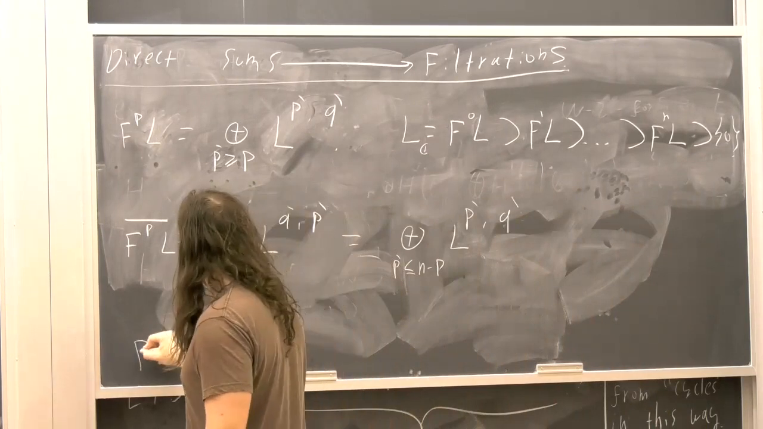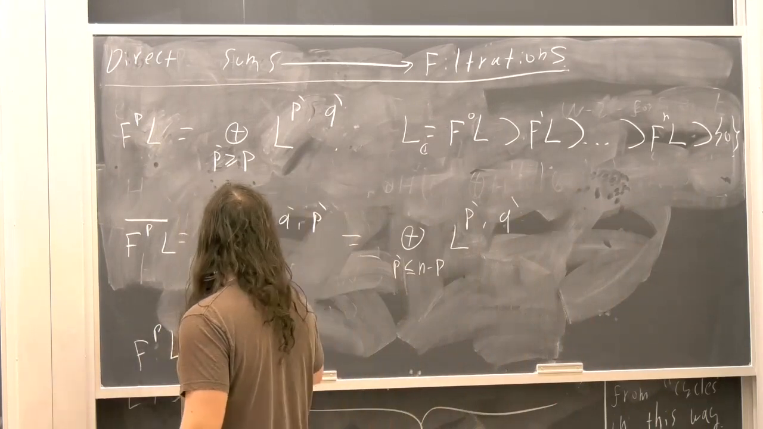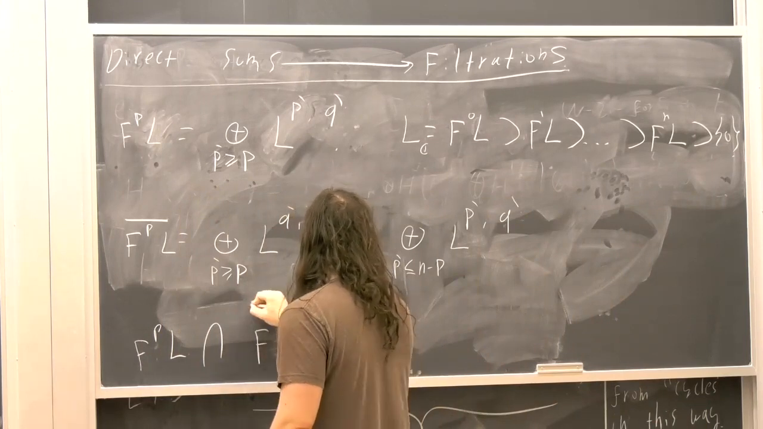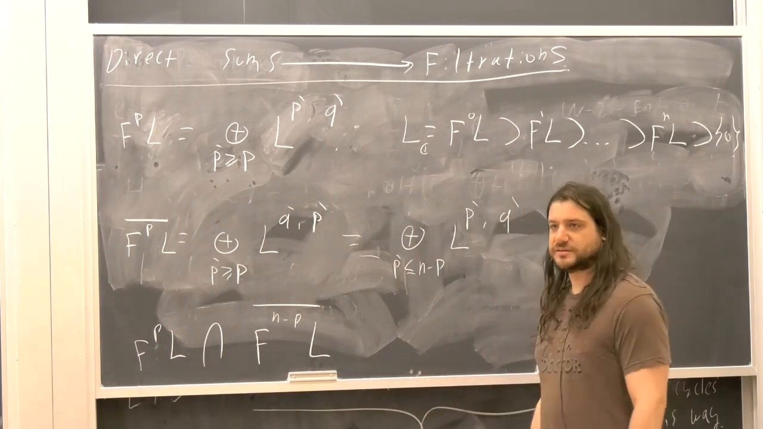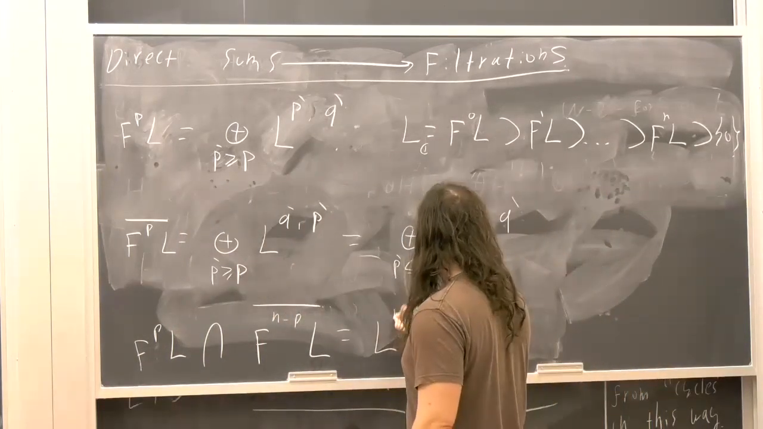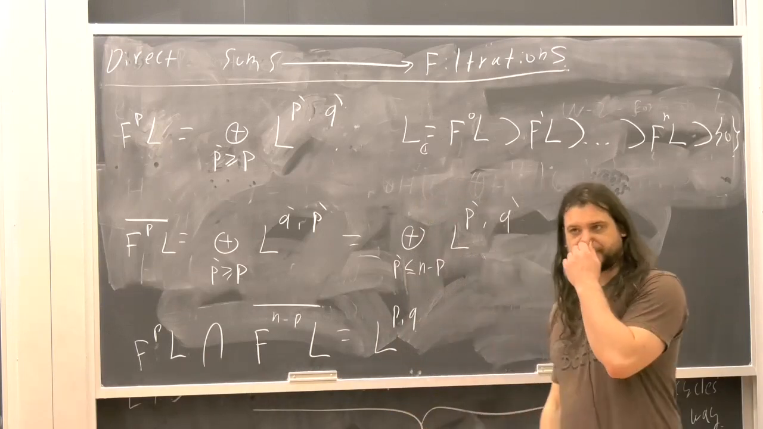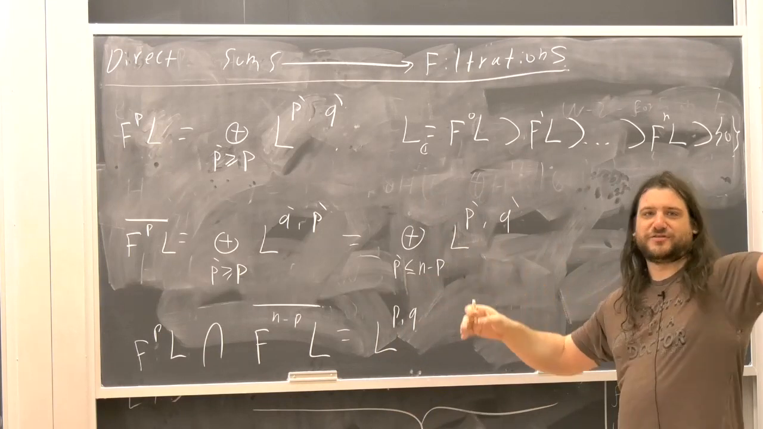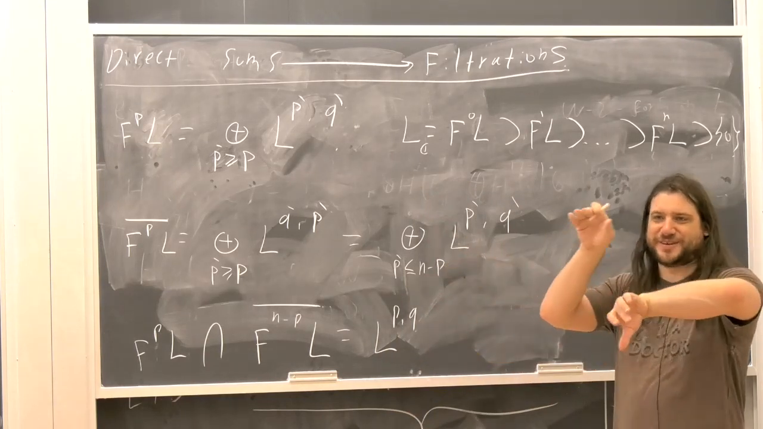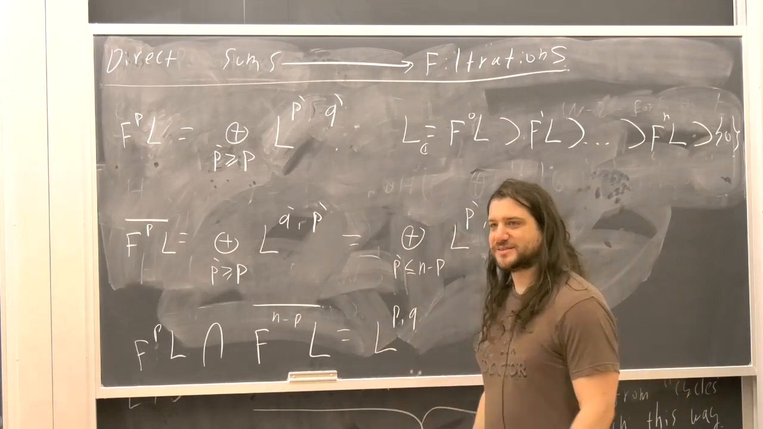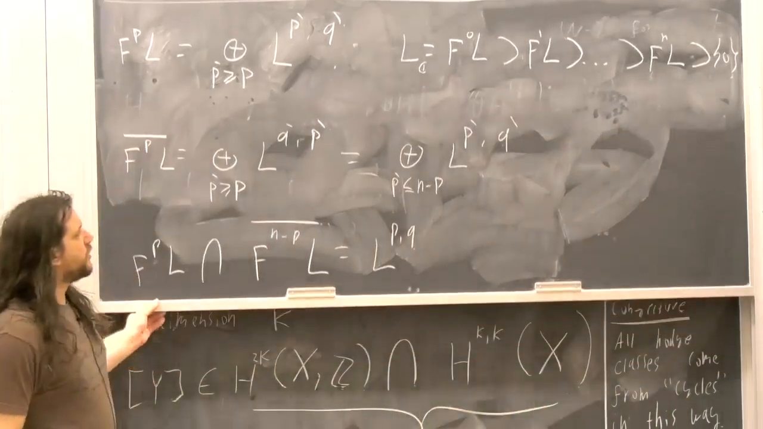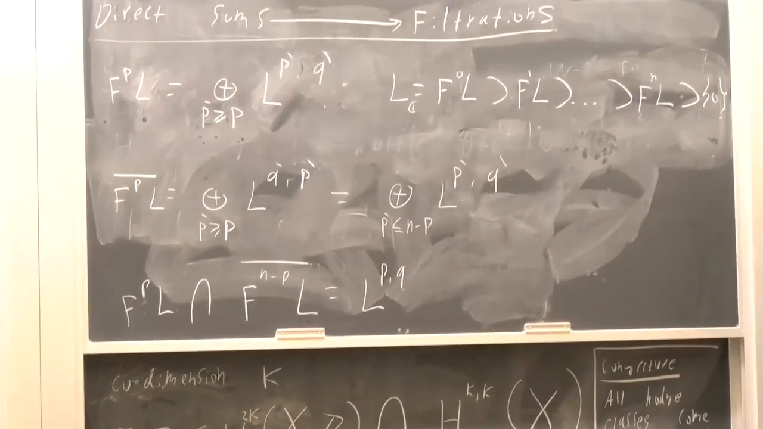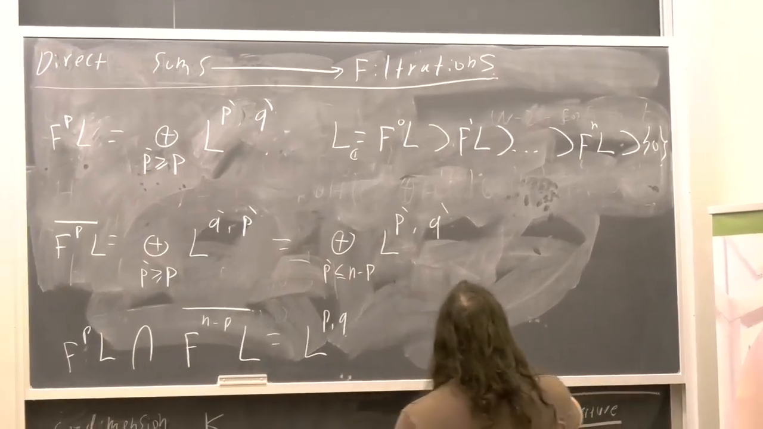In other words, if I look at F^P L and I intersect with F^{n-P} L conjugate, what I get is just L^{P,Q}. Right, so we have these L^{P,Q}s, the F^P Ls are the direct sums taken from the left, the conjugates are from the right, so if I intersect them in the right way, I recover these. Okay, so from the filtration, we can recover the direct sum decomposition, so it can't be that much worse to keep track of it.